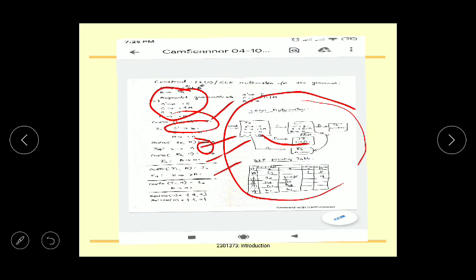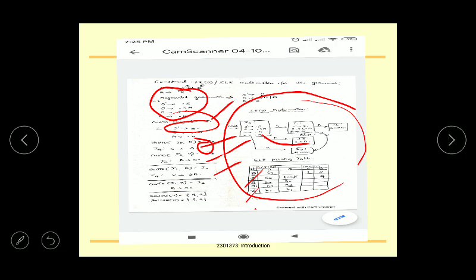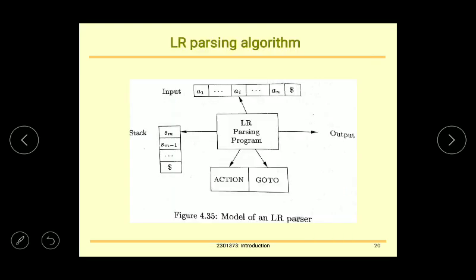Now one more thing you can observe here, how to construct the SLR parsing table. You can see a table here where the rows are about the item sets 0, 1, 2, 3, 4 like that, and columns we have two parts, action and goto. Under action all the terminals and dollar, under goto all the non-terminals. So we'll see the model of LR parser, very important.